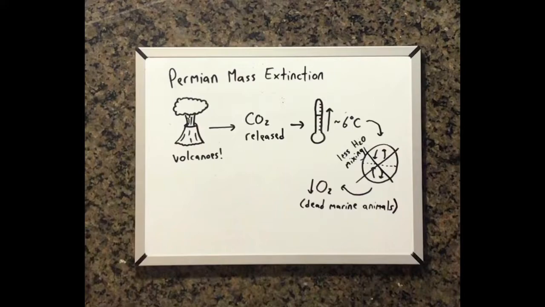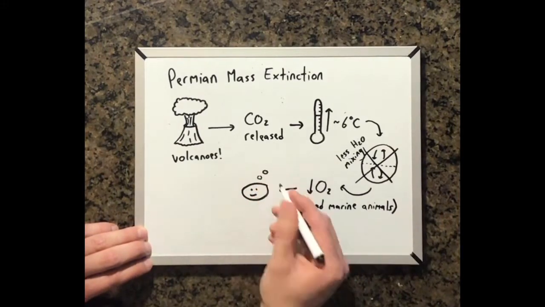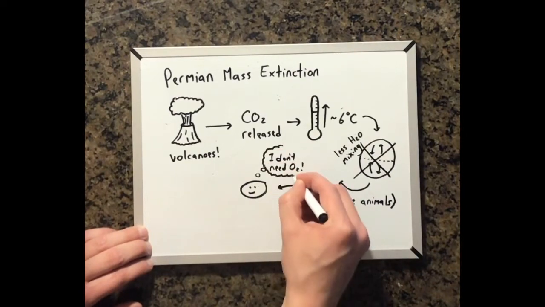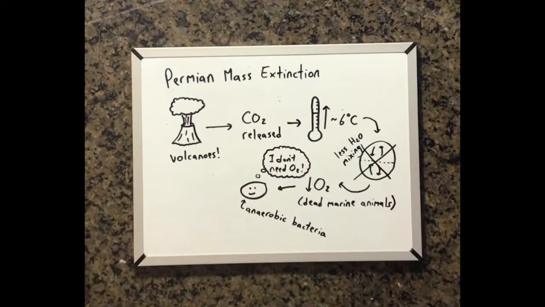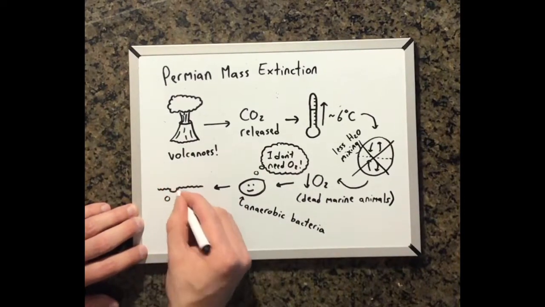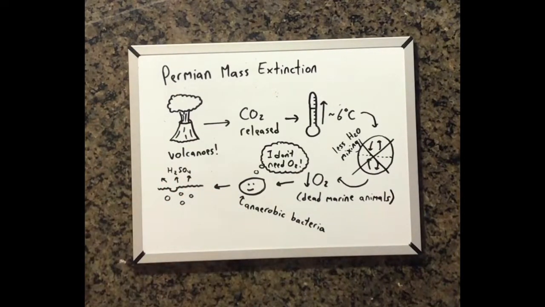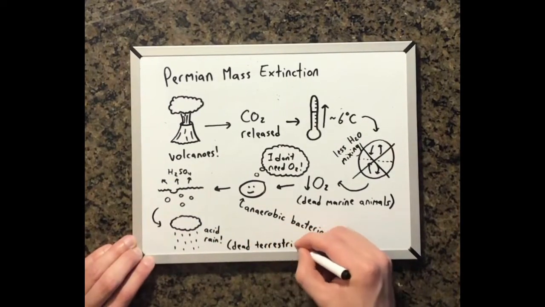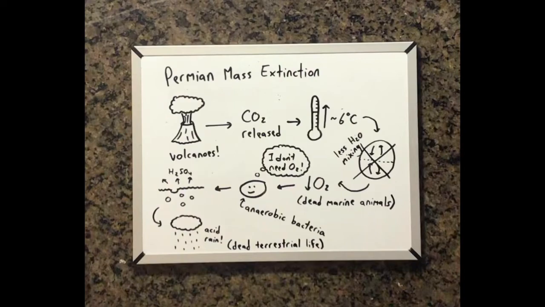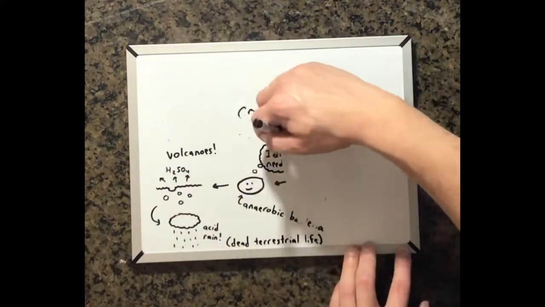The drop in oxygen levels in the oceans also led to the increase of anaerobic bacteria that released a toxic byproduct known as H2SO4. This gas bubbled up out of the oceans into the atmosphere, leading to the formation of acidic rain that would ultimately kill the majority of terrestrial life. So in summary, the initial volcanic eruptions led to a cascade of events that scientists predict occurred over the span of less than 500,000 years, perhaps even as little as just a few thousand years.